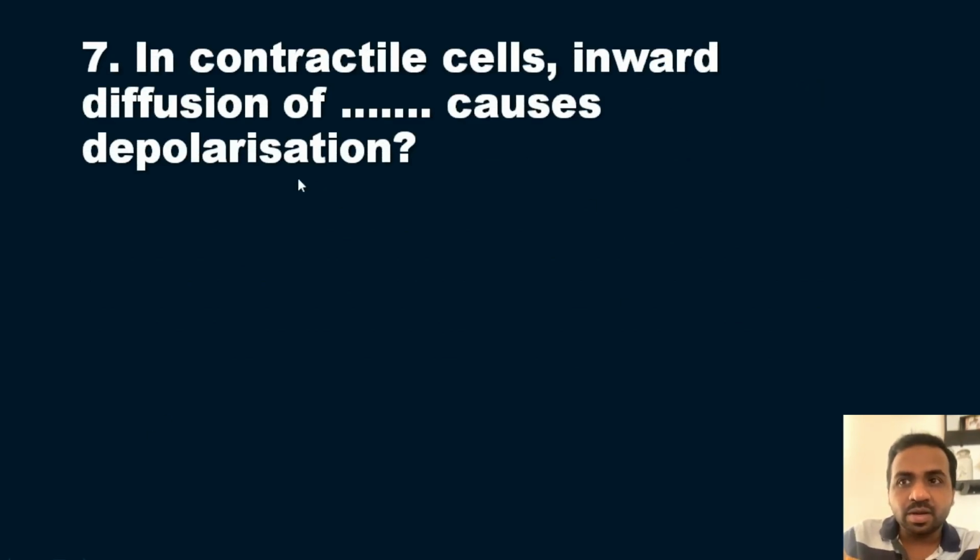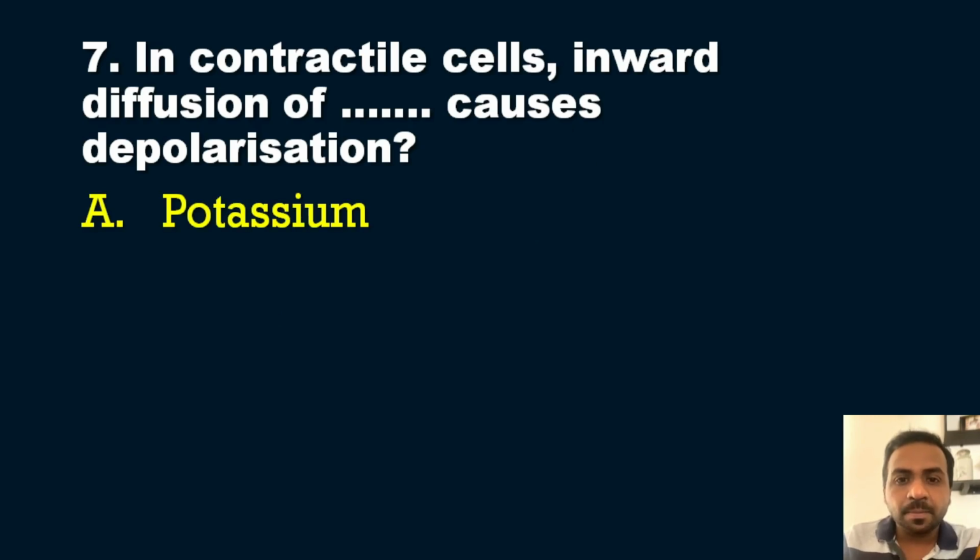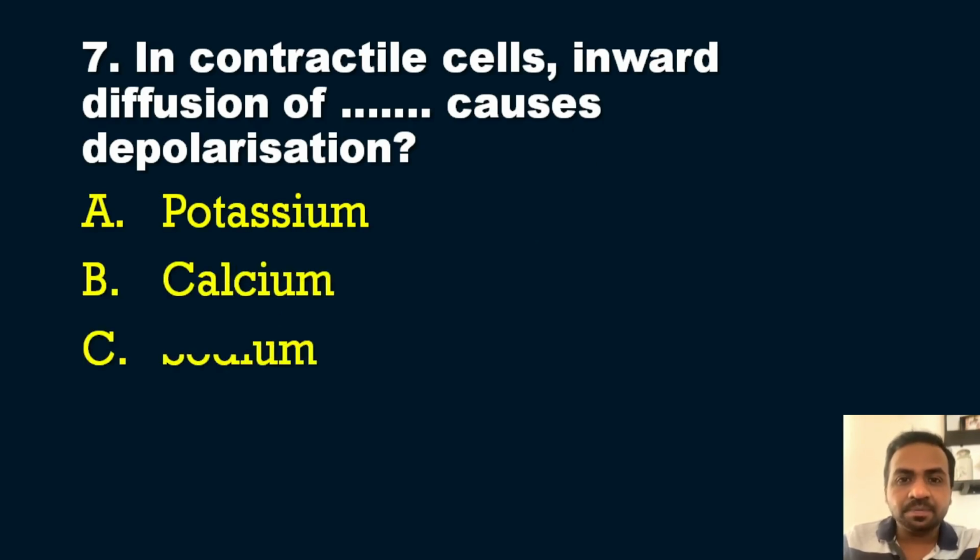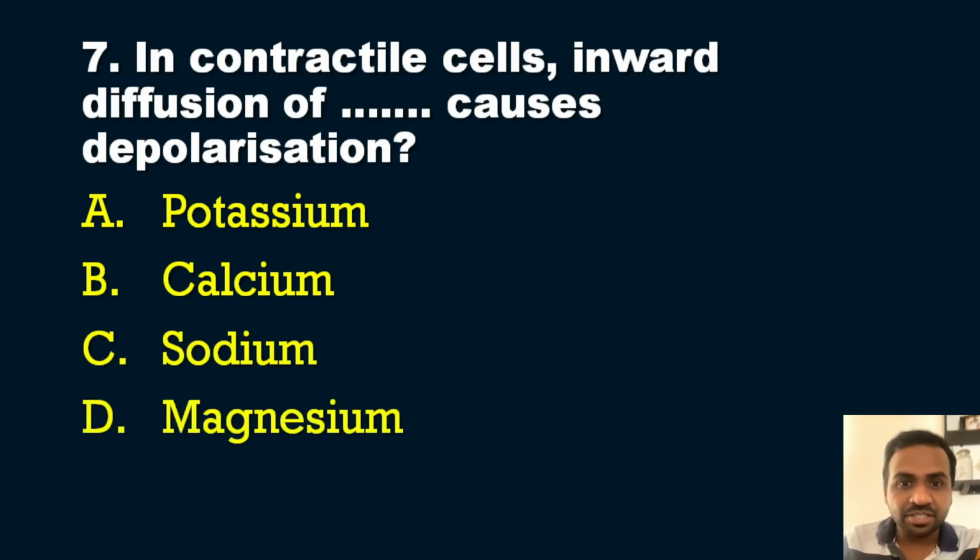Another physiology question. In contractile cells, inward diffusion of dash causes depolarization. In all contractile cells, I am telling particularly about the cardiac muscles. That's the question, and the options are option A, potassium, option B, calcium, option C, sodium, and option D, magnesium. So what is the answer for this question?